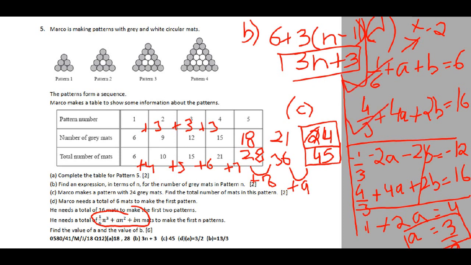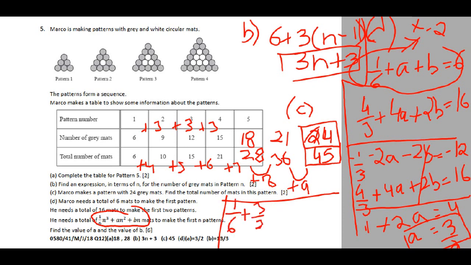Substitute it back here or anywhere. So I'll substitute it back into the first equation. So we get 1 over 6 plus 3 over 2 plus b is equal to 6. When you rearrange and simplify it, you will get b equal to 13 over 3.